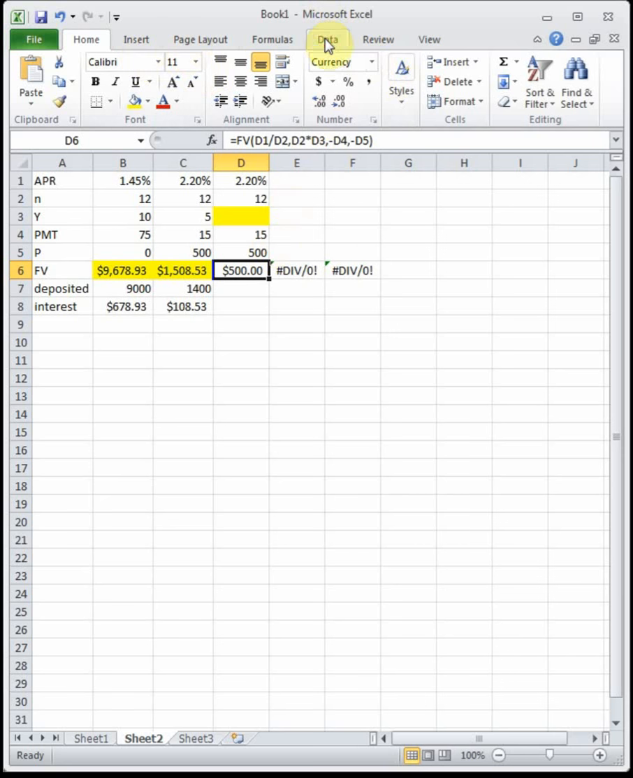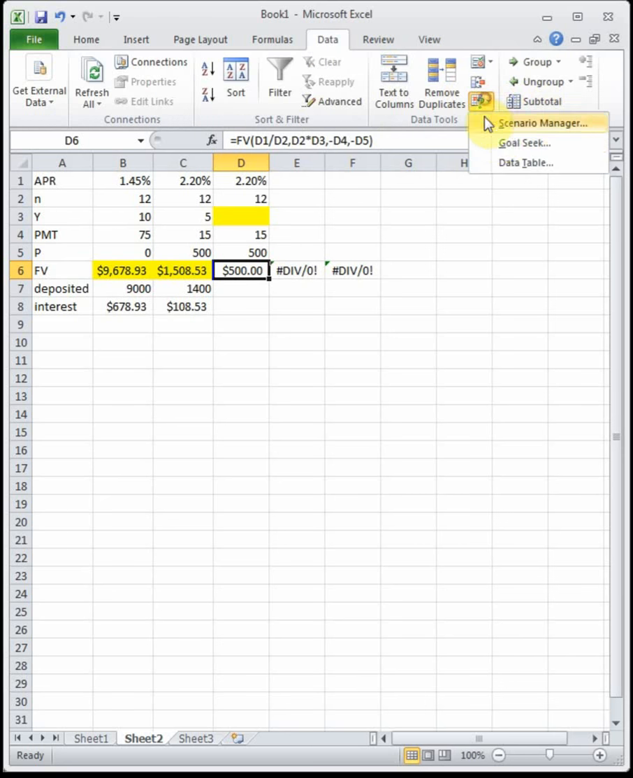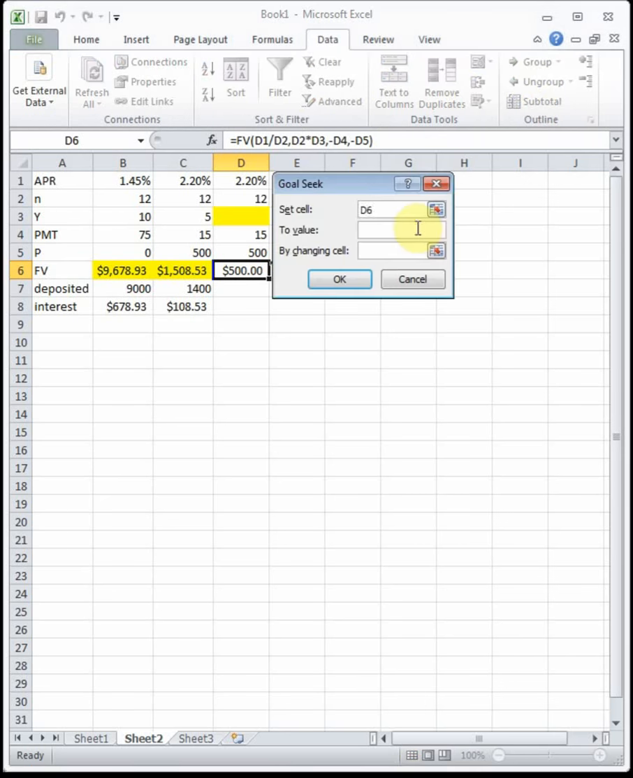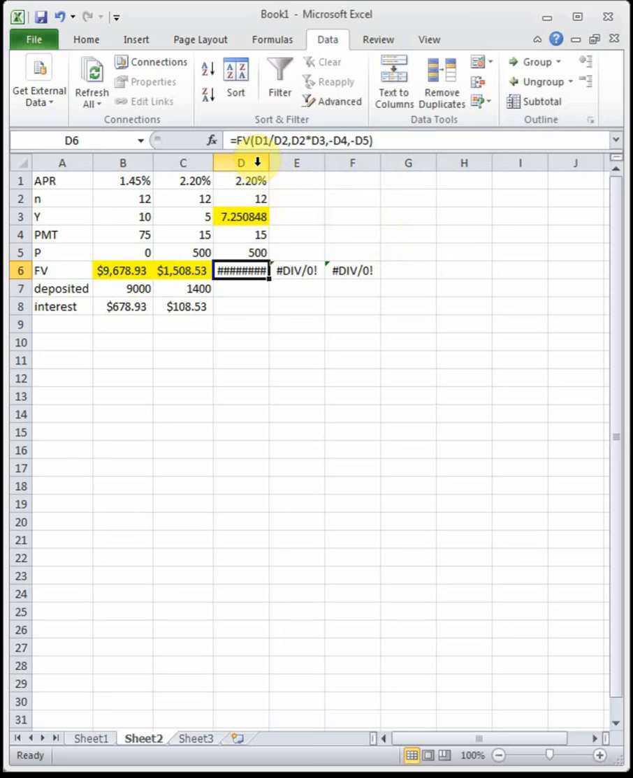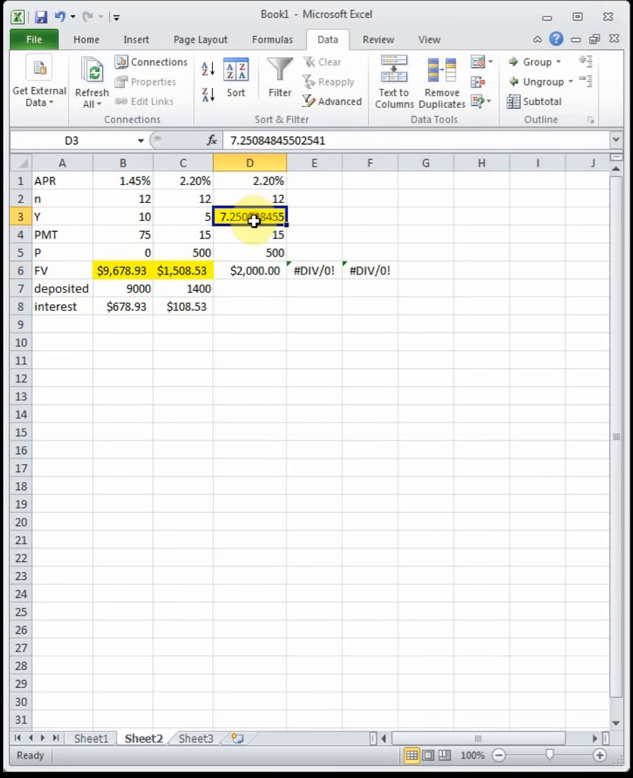So I'm going to click on my formula, go to Data, What If Analysis, Goal Seek. We want to get to $2,000, and the question is saying how long is that going to take? Our changing cell is the years. So it's going to take 7.25 years for her to get $2,000 in the account.